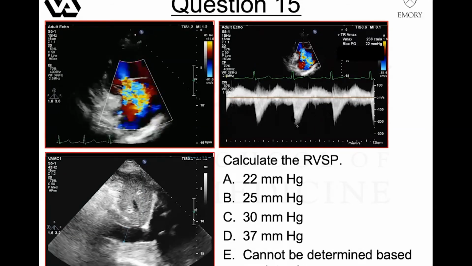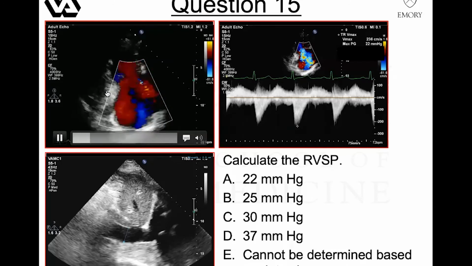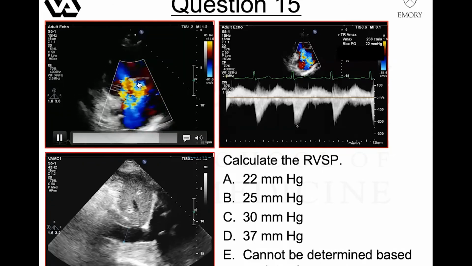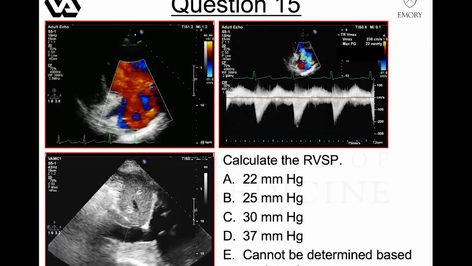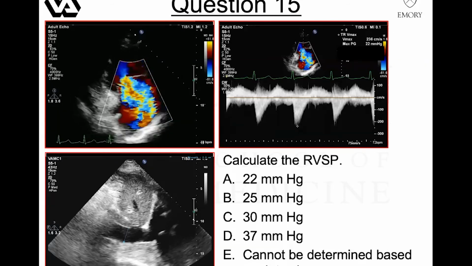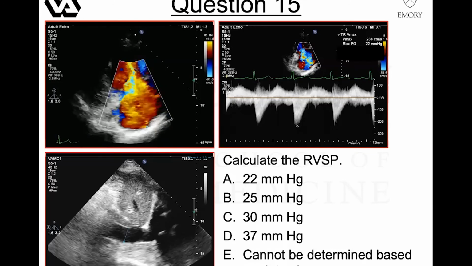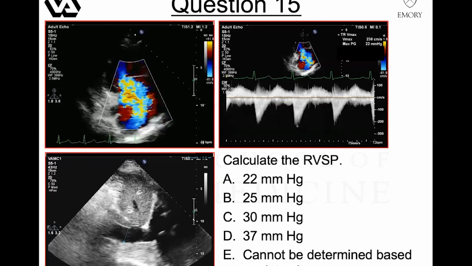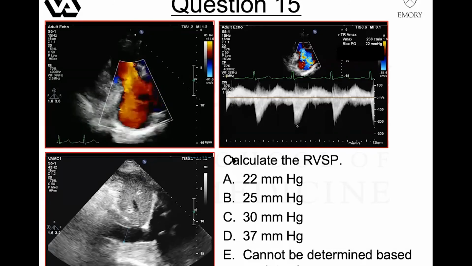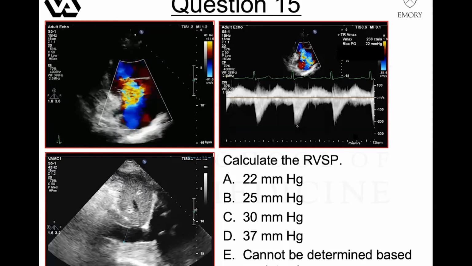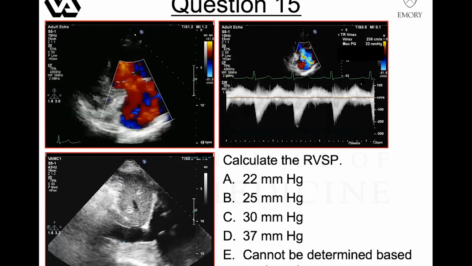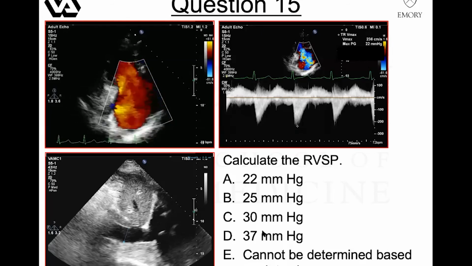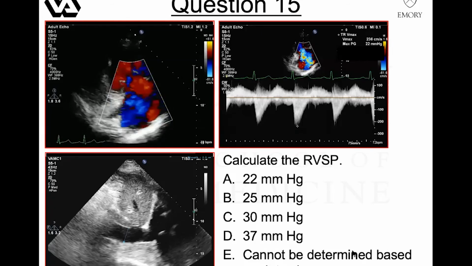So that tells you that this is a non-restrictive orifice. When you have a non-restrictive orifice, some of the assumptions that underlie the Bernoulli equation, which enable you to use the delta P equals 4V squared formula that Dan was using, are not quite valid. So this RVSP is definitely not 37. It is way more than 37 millimeters mercury.